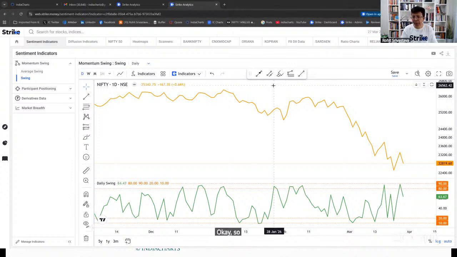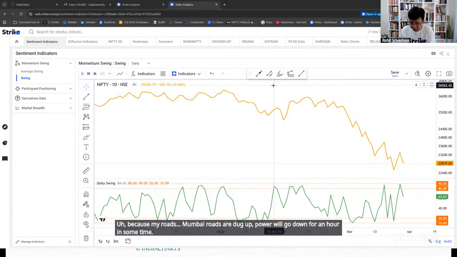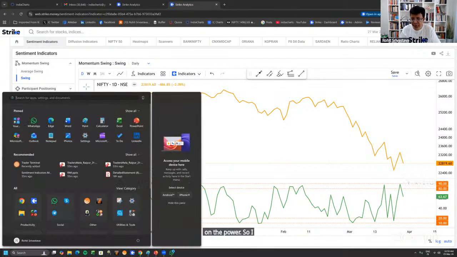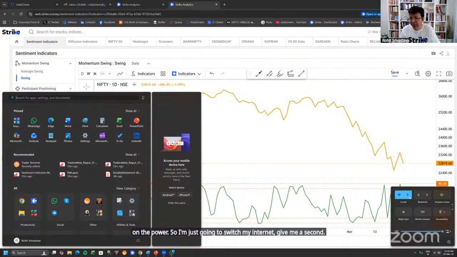Okay, so I will have one problem at my end, which is because my roads, Mumbai roads are dug up, power will go down for an hour in some time. I have power backup till it lasts. So let's try to quickly finish this and take Q&A so that you don't miss out. And I will have my data backup switched on so that you don't lose me on the power. So I'm just going to switch my internet. Give me a second.